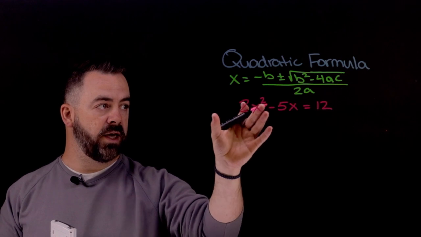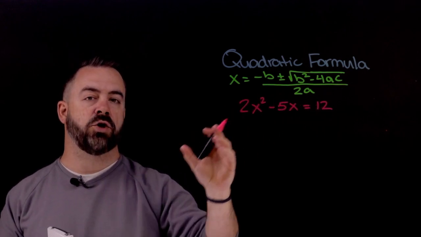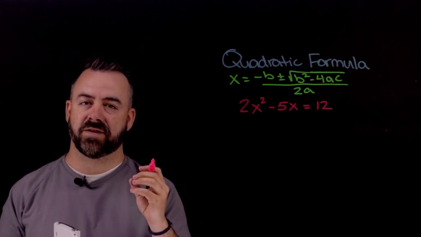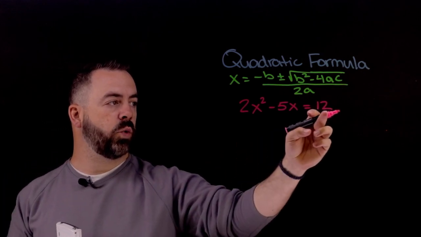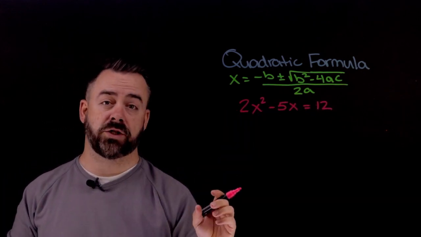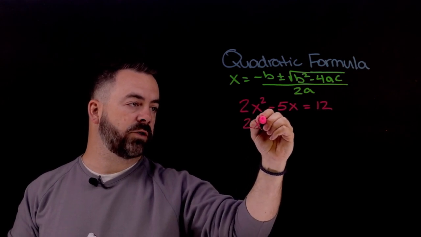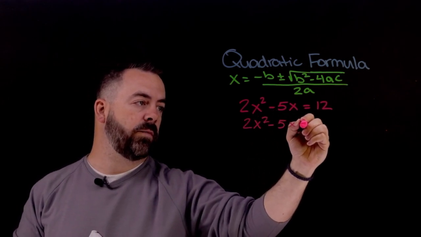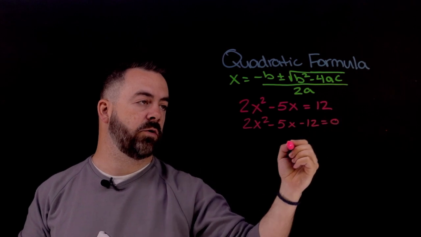However, in my pink equation, I don't have a quadratic yet. It's not perfect. This 12 needs to be moved. I need my quadratic to equal 0. 2x squared minus 5x minus 12 equals 0.